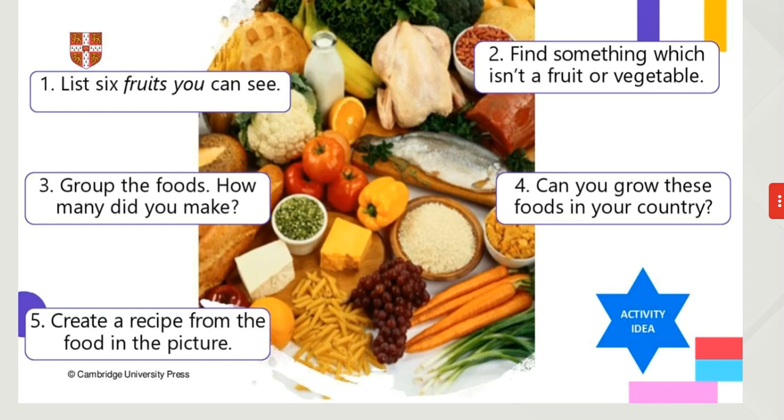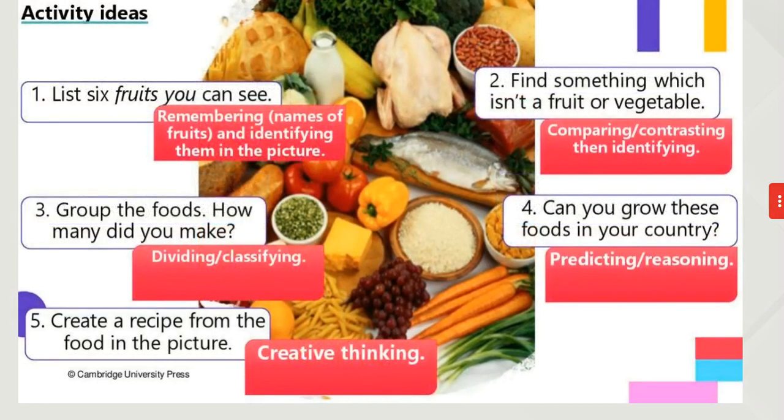4, can you grow these foods in your country? And then 5, creating a recipe from the food in the picture. So the cognitive skills are progressing from lower to higher order thinking skills.